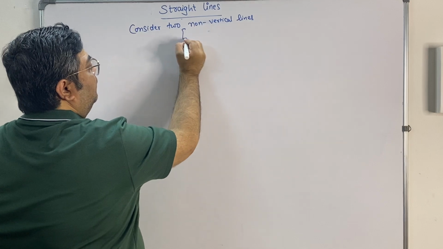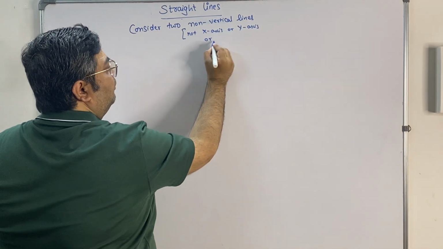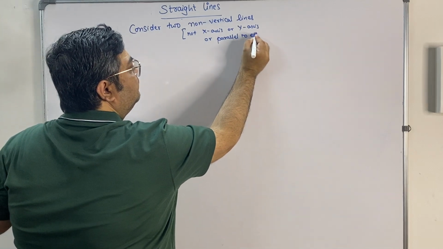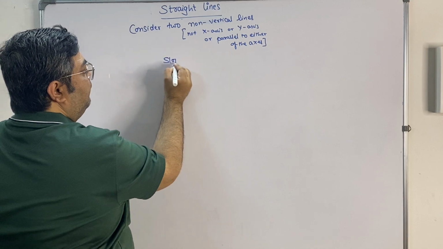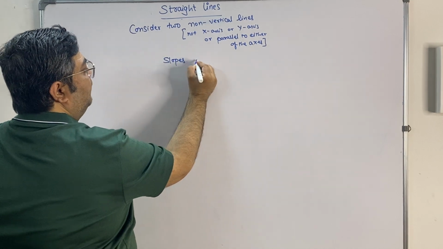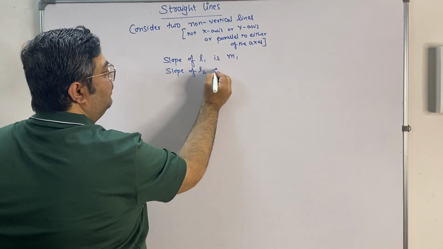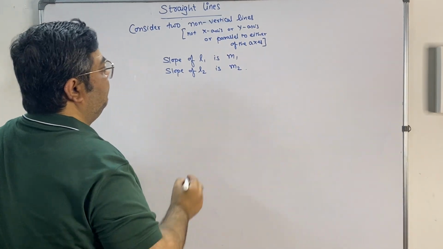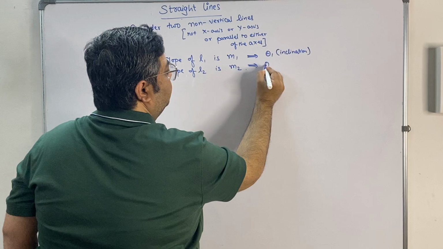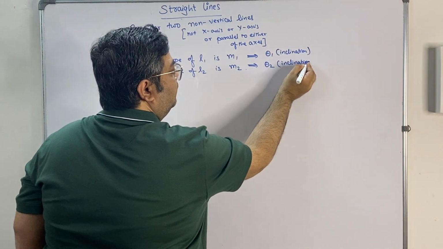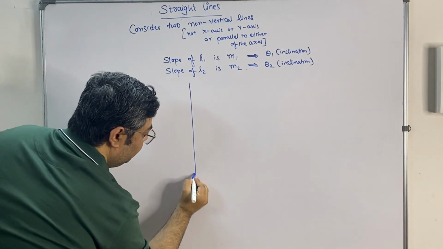और we are talking about any two such lines. Slopes, जैसे L1 के slope of L1 is M1, slope of L2 is M2. ठीक है. इसका inclination we will call as θ1. इसका inclination θ2. So now we have two lines. Draw करते हैं which are mutually perpendicular to each other.